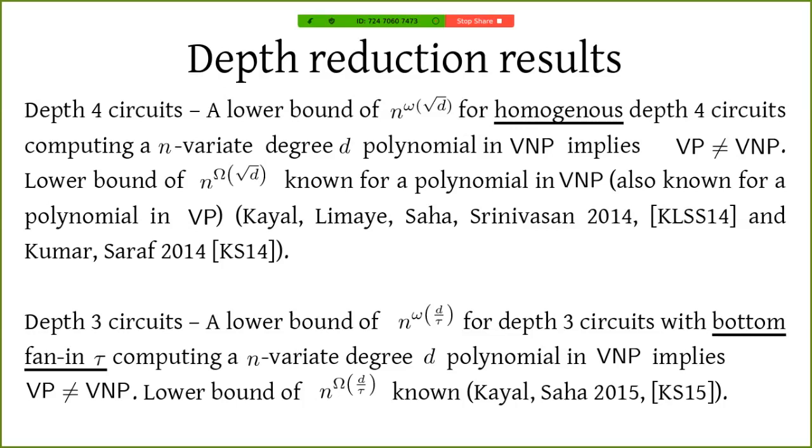Notice that in both of these cases, we are at the very threshold of separation between VP and VNP, as if we are able to improve the capital omega in either of these lower bound results to a small omega, then we would end up separating VP and VNP. Both these results use the variance of shifted partials measure introduced by Kayal in 2012.